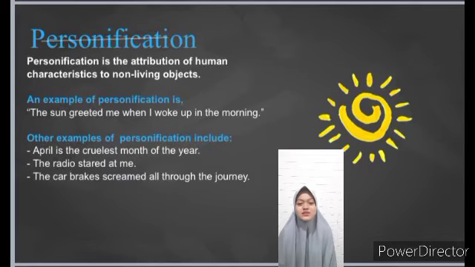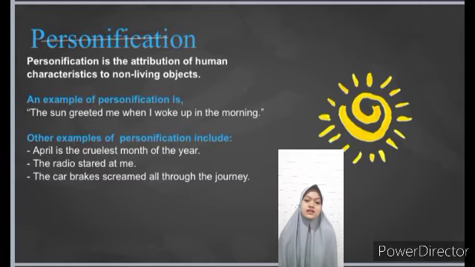Number 4, personification. Personification is the attribution of human characteristics to non-living objects. Using personification affects the way readers imagine things, and it sparks an interest in the subject. An example of personification is, the sun greeted me when I woke up in the morning.